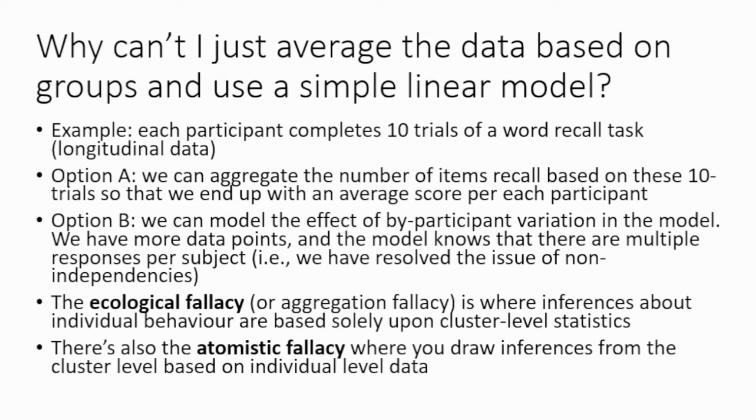Option A, we can aggregate the number of items recalled on these 10 trials so that we end up with an average score per participant. So one row of data per participant with an average score based on the 10 trials. Option B, we can model the effect of by-participant variation in the model. So we can account for variation that occurs between or within the participants themselves.